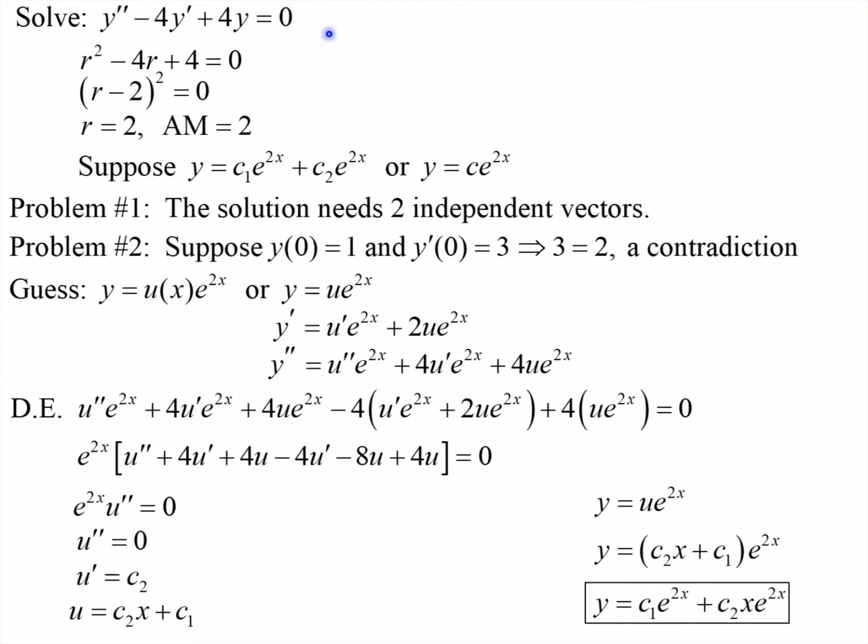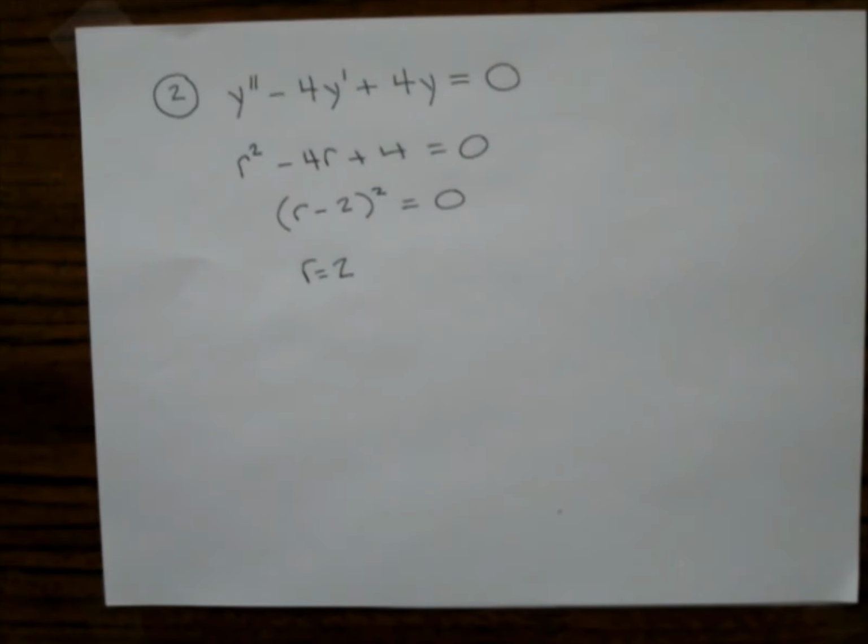So this whole derivation was to show us that if you have algebraic multiplicity 2, it puts a little x right there on that one. So e to the 2x and x e to the 2x are two independent vectors, and that ends this derivation. Back to the problem.